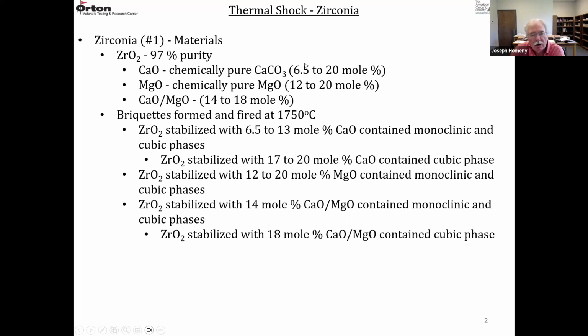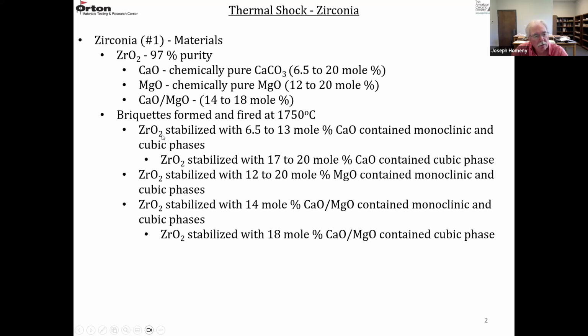So at the lower end, like 6.5 is not enough to stabilize zirconia totally in the cubic phase, but 20 mol% should be. So they press pellets or briquettes, and they fired them at 1750 degrees C. And then they used X-ray diffraction to look at how much monoclinic and cubic phases were present.